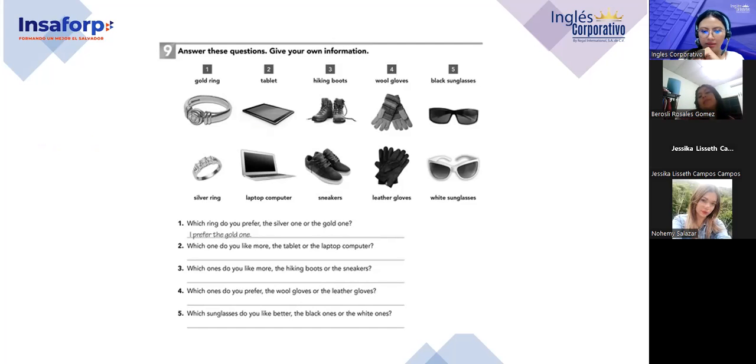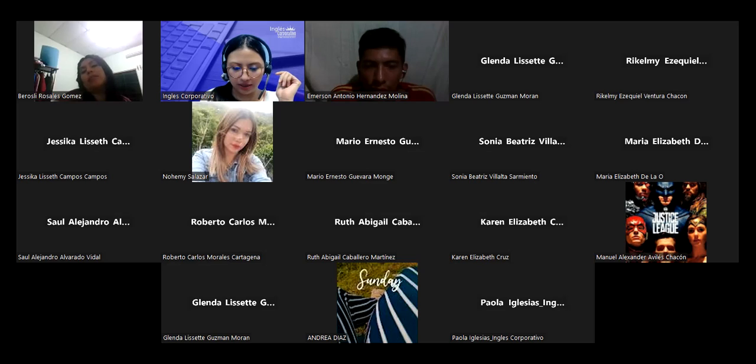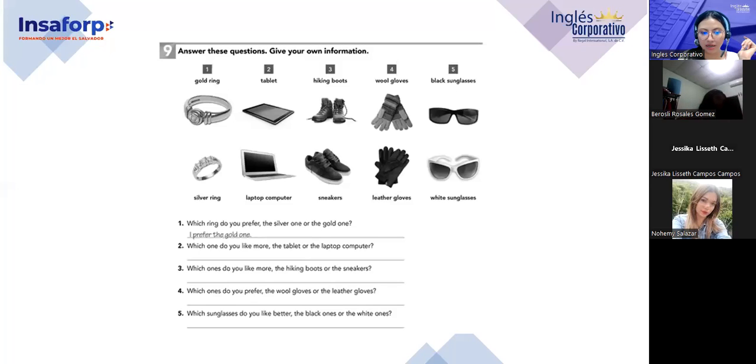Les voy a dar entonces 5 minutitos para que en su cuaderno redactemos cuál prefieres. Which one do you prefer? No me den razones, justificación por qué le gusta esa. Solo cuál prefieres. ¿Prefieres la tablet o laptop computer? I prefer, y luego mencionan el que, ¿sí? Vamos a ver ahorita entonces. Here we go.